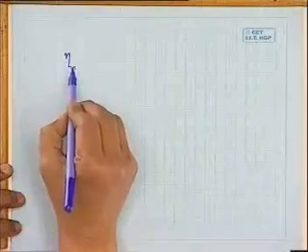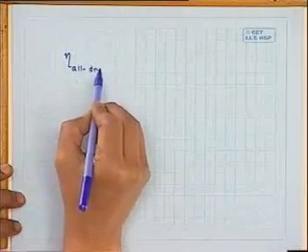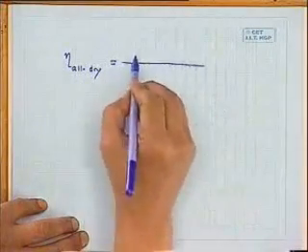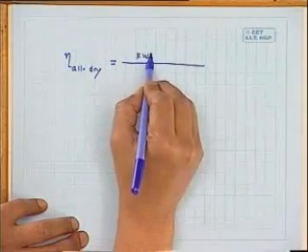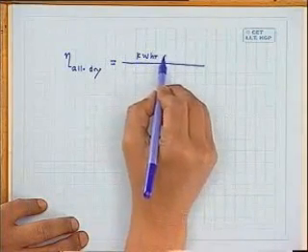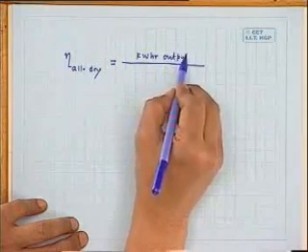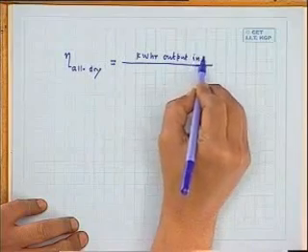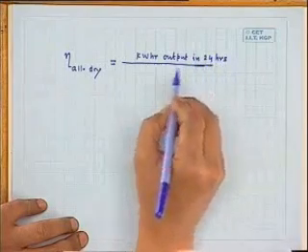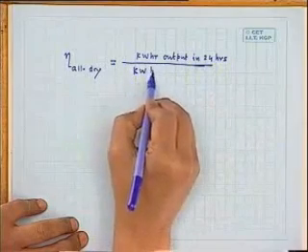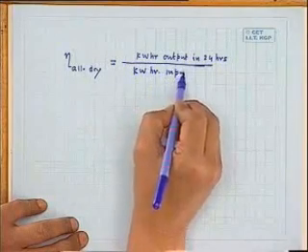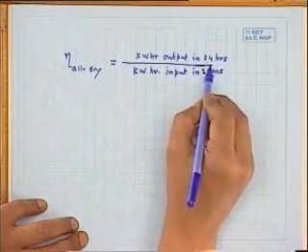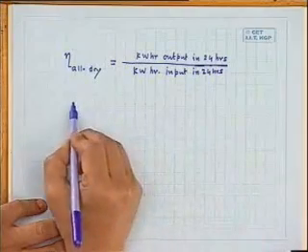Now first I write down what I mean by energy efficiency. So how shall I calculate eta all day? Eta all day is defined as the kilowatt hour output in 24 hours divided by the kilowatt hour input in the 24 hours.